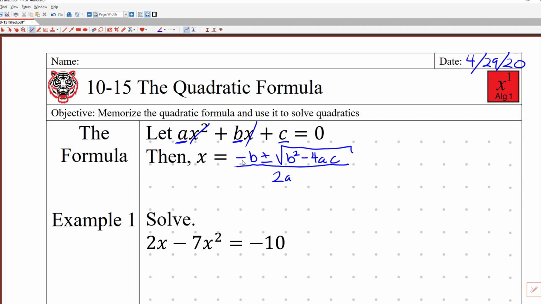x is equal to negative b plus or minus square root b squared minus 4ac all over 2a.